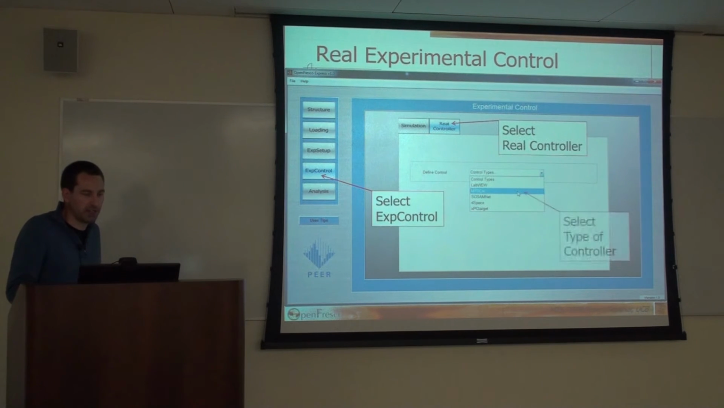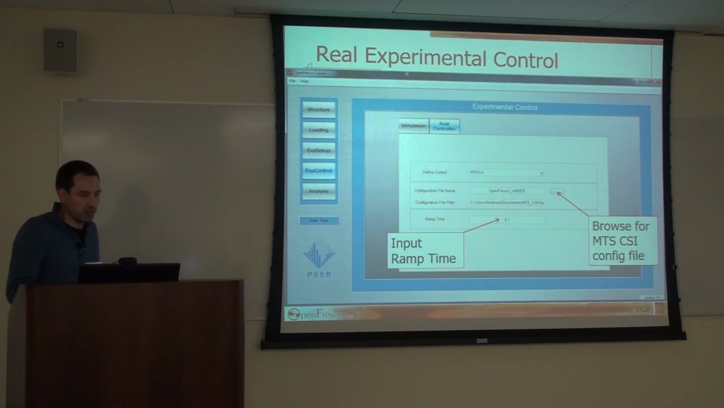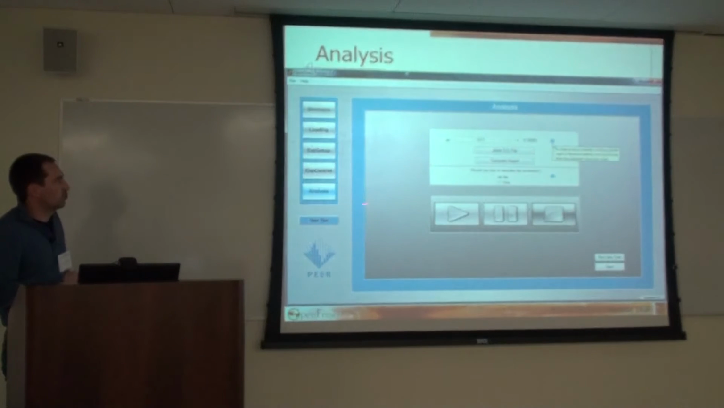And so you select that, and then the mask comes up, and you basically have to then define the different parameters for whatever controller you chose. So for the CSI, you basically give it your CSI configuration file, you tell it where that file is located, and you provide a ramp time for the CSI. And so that's the input it needs there. It's all nicely graphically available, and you can load that in. Now you're ready to run an analysis.